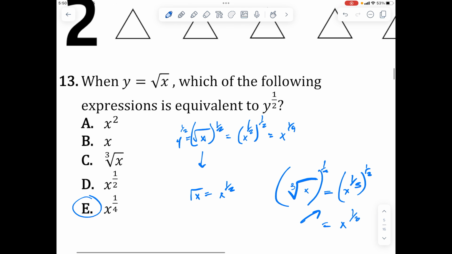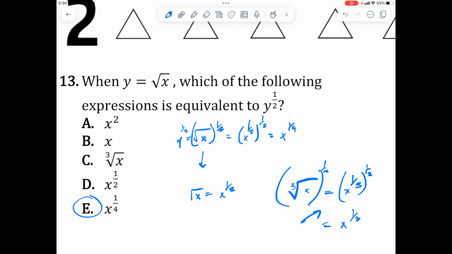That is a properties of exponents problem. There are a lot of examples of that on our website if you are interested in practicing it.